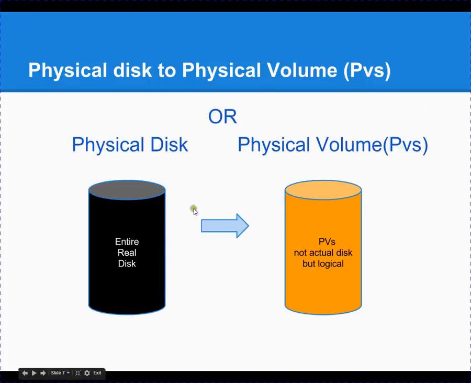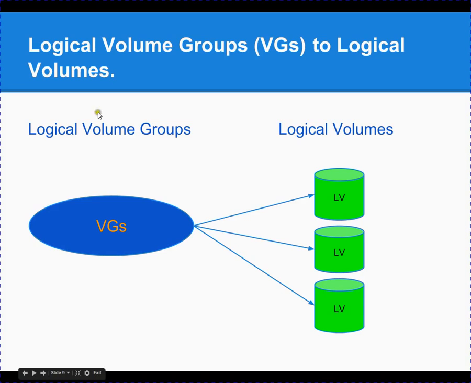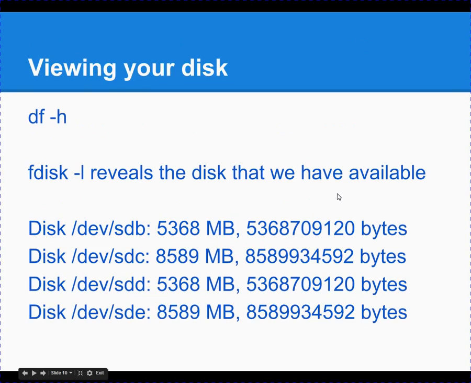Or we have the option of taking that entire physical disk and making one physical volume. Once we have a physical volume, we can make logical volume groups, also known as volume groups. Once we have a volume group, we can make logical volumes, and then from that point on, we can make a file system onto those logical volumes.